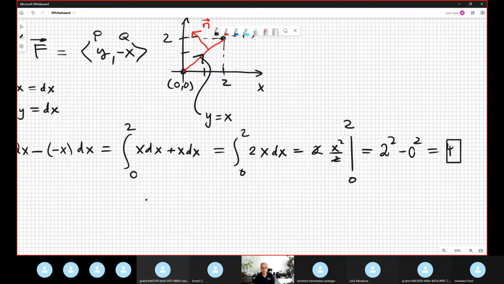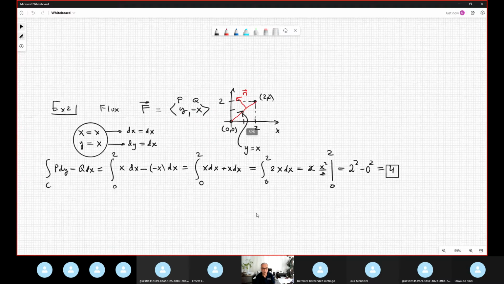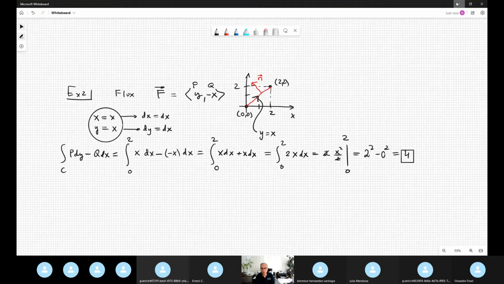I want to show you, next time I send to you, one application in GeoGebra. Okay, I want to somehow verify, not all the problem, but the elementary problem. Basically, we are doing, for example, the flux integral.